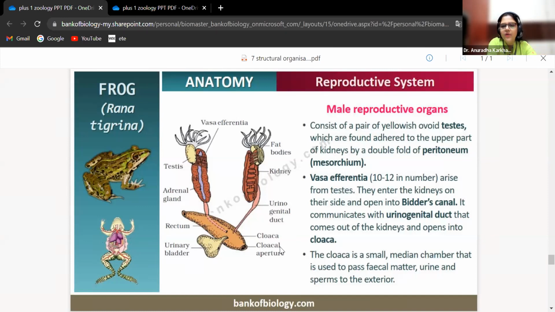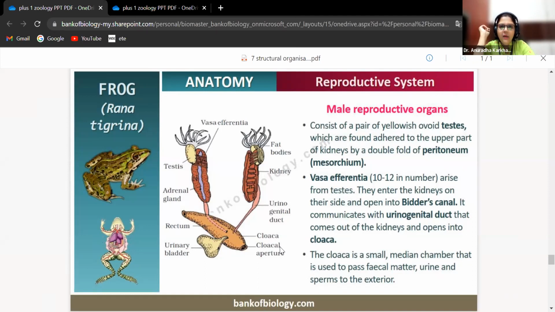Look at the difference here. The vasa efferentia enter the kidneys on their sides and open into Bidder's canal, a very important point to remember. They are going to have a canal called Bidder's canal, not the inguinal canal. We had the inguinal canal, they have Bidder's canal. It communicates with the urinogenital duct that comes out of the kidney and opens into the cloaca.